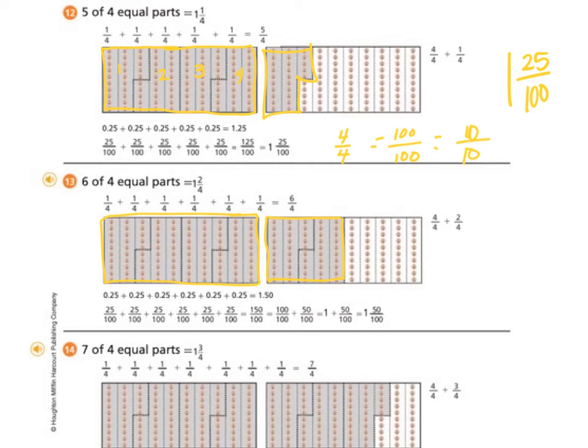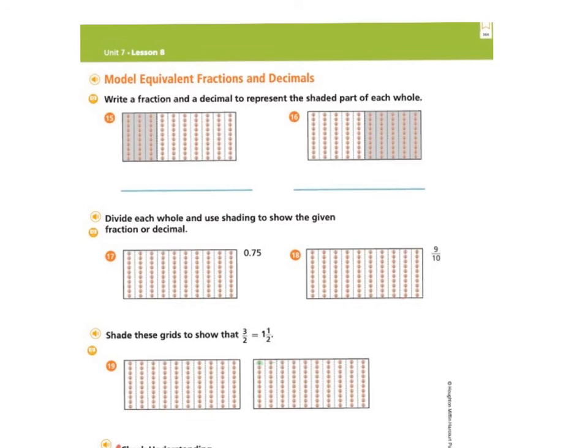Okay. The fraction for this is 1 and 50 hundredths. I can write that as a decimal with 1 and 50 hundredths, or 1 and 5 tenths. Or if you guys are thinking, hey, 50 is half of 100, 1 and 1/2.